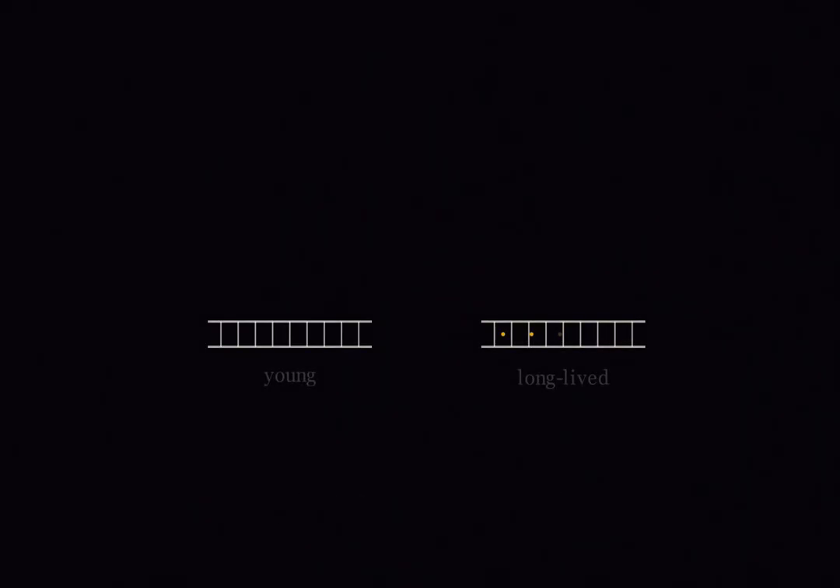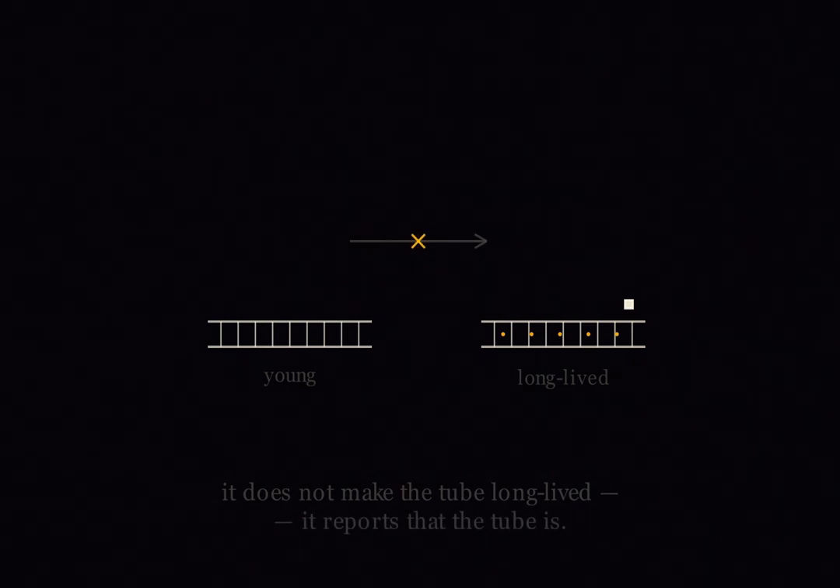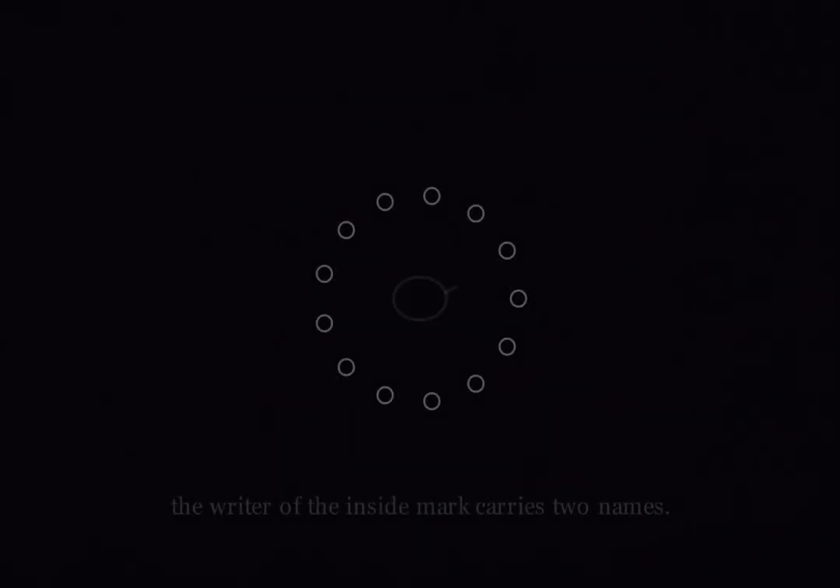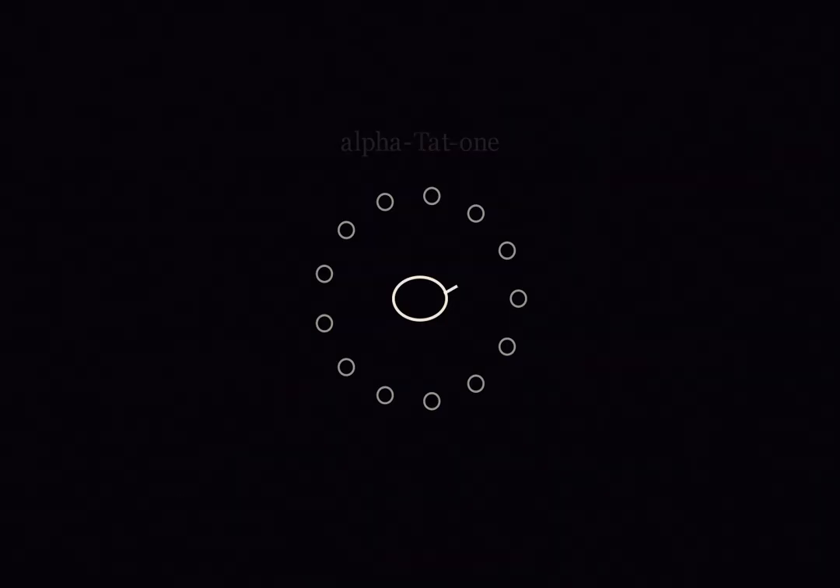What the inside mark keeps company with is age. It gathers on microtubules that have stood a long time, the long-lived tubes, the same ones that carry the clip on their tails outside. Said carefully, the mark does not make a tube long-lived. It reports that the tube is. The writer of the inside mark carries two names, alpha TAT1 in one literature, MEC-17 in another, and one remarkable property.